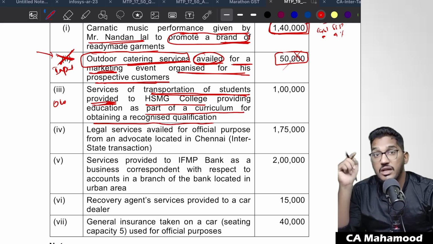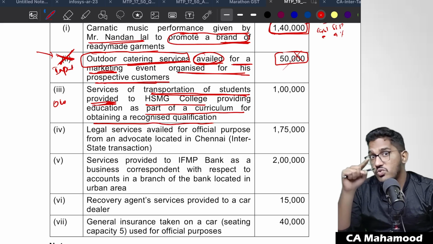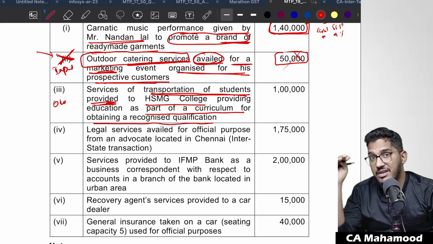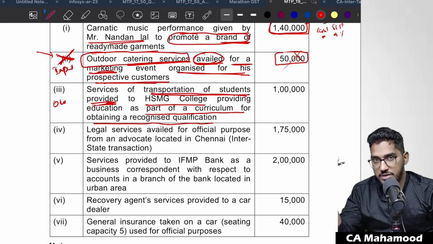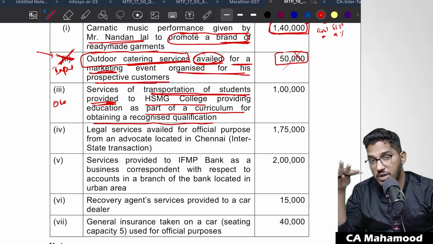Taxable, exempted. Taxable. See, if you provide services of transportation of students to an educational institution which is providing preschool education or education up to the higher secondary level, up to class 12, then only it will be exempted. But in the given case, you are providing services of transportation of students to an educational institution which is not providing preschool education, which is also not providing education up to class 12.